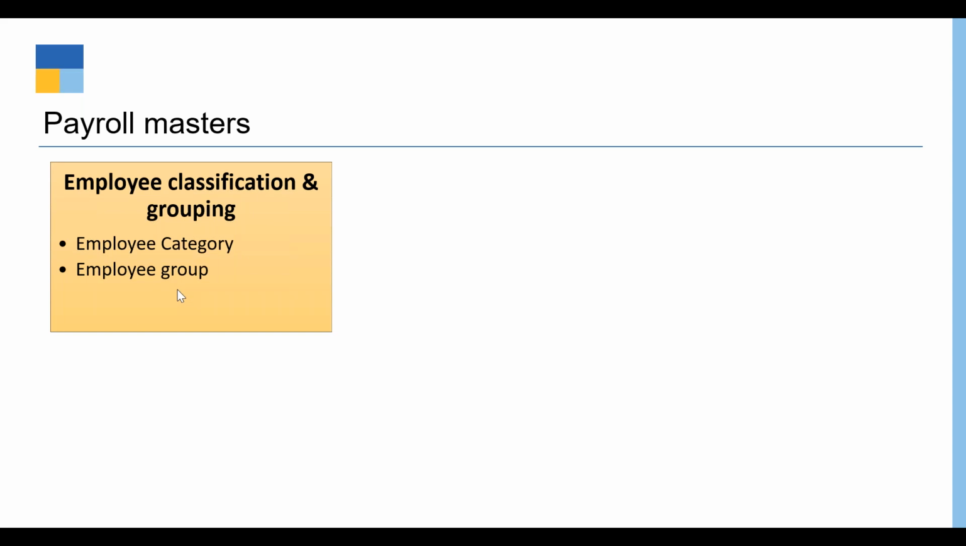Is the concept clear to all of you about category and group? Any doubts or any clarifications?